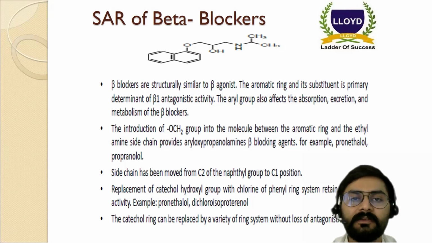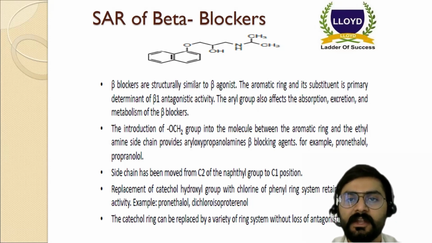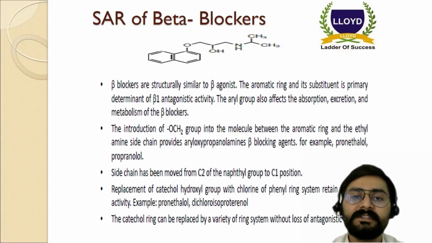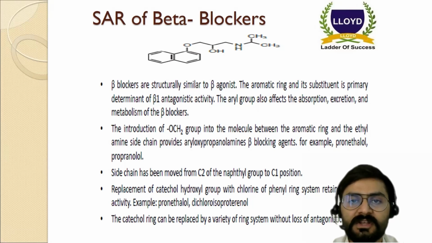First one is aromatic ring substitution. The aryl group defines beta 1 selectivity and influences absorption as well as metabolism. The oxymethylene bridge gives aryloxypropanolamine, in which insertion of an ether bridge leads to active beta blockers like propranolol and pronethalol. Side chain positioning: moving the side chain around the aromatic ring affects potency and the selectivity of the compounds. Hydroxyl or halogen substitution.